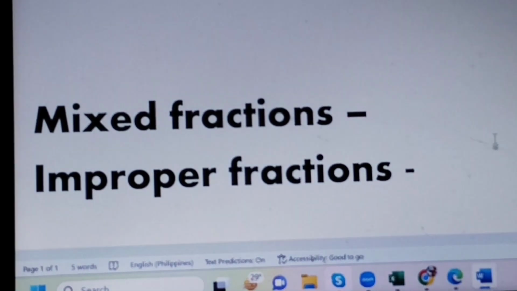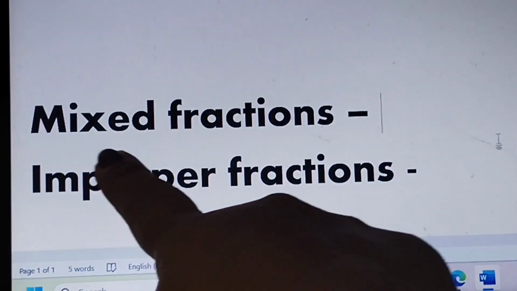So I have different students from elementary, in kinder, grade 1 to grade 6, grade 7. So today we are going to learn about mixed fractions and improper fractions.